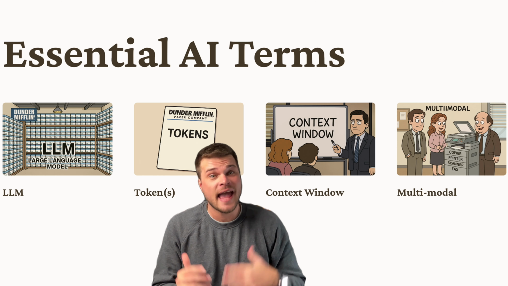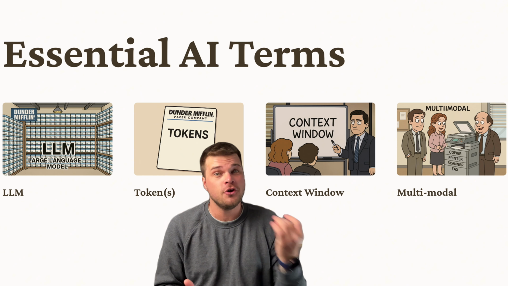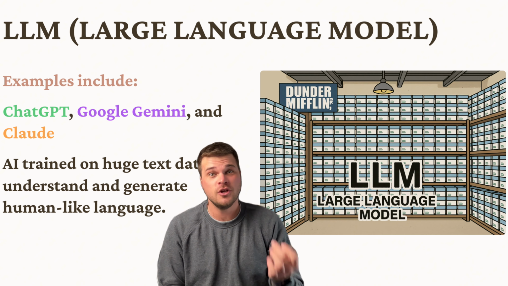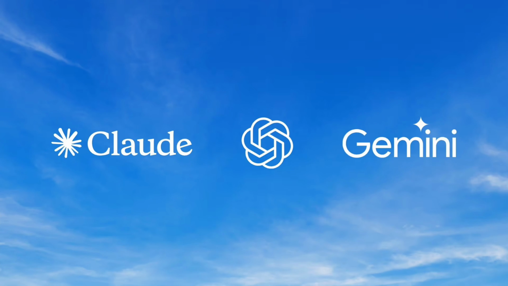Here are some key AI terms which you may or may not know, which I think are really helpful. LLM, Large Language Model. This is an AI that has been trained on a huge amount of text-based data, which helps it to understand and predict what kind of text it should generate next. LLMs are your main text-based AIs that you see people using: your ChatGPT, your Google Gemini, your Claude. There are all sorts of other types of AIs, but we're not going to get into that today.